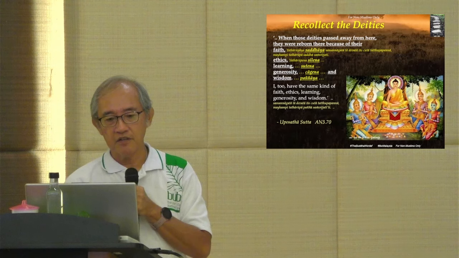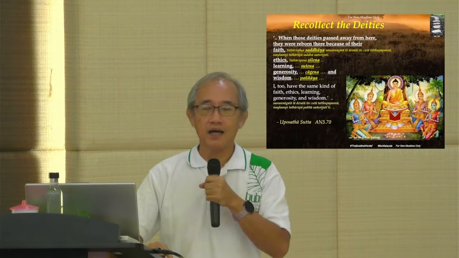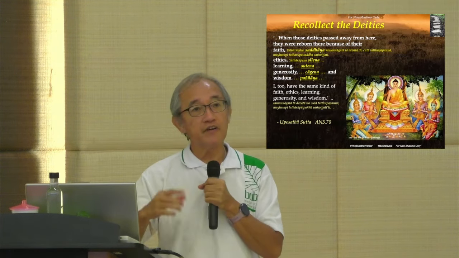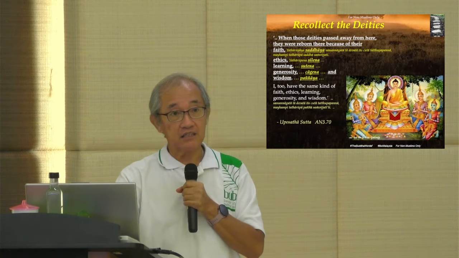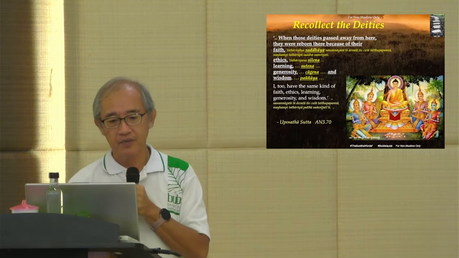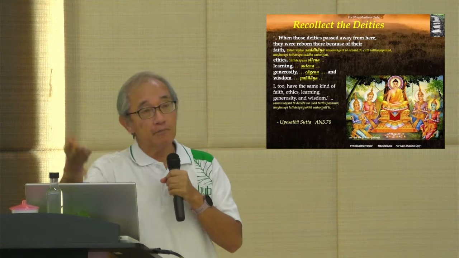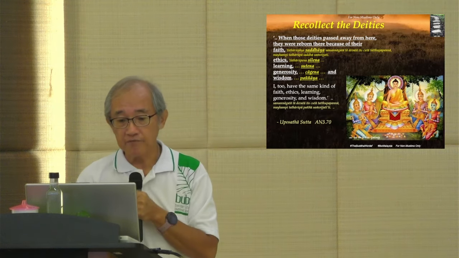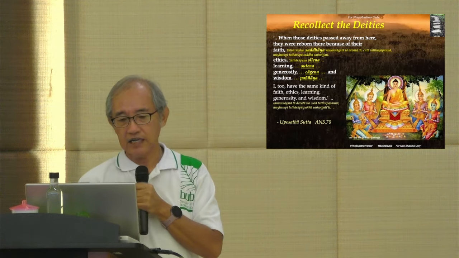Okay? Then you have ethics or sila. Then you have learning, sutta, S-U-T-A, which means to understand what the Buddha's teaching is about. Then you develop generosity, chaga. Now, dana is part of chaga. Okay, to give is an aspect of generosity. Generosity also covers a wider area. Then you develop wisdom, panya. And when you reflect upon it, and you have been practicing diligently, you might come to a conclusion: I too have the same kind of saddha, sila, sutta, chaga, and panya.